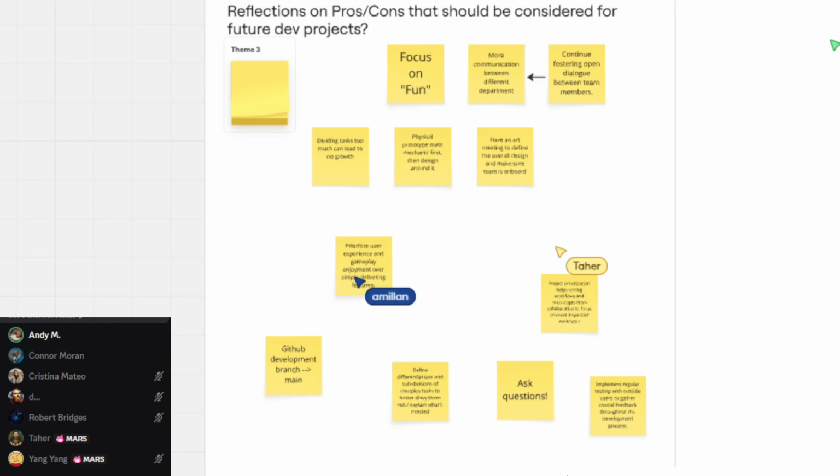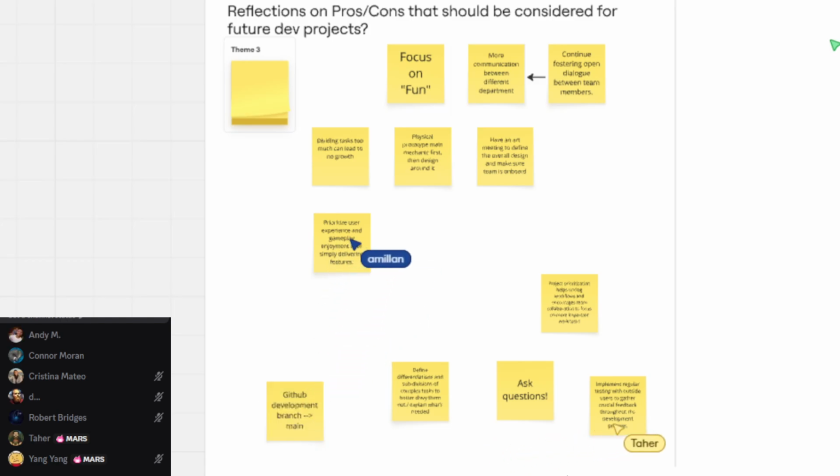Prioritize user experience and gameplay enjoyment over simply delivering features. Yes. And I'm going to shut up. I've been giving too many anecdotes, but you may see this with other game jams if you've ever been part of one or ever played them. Sometimes they miss that ball. Again, focus on having fun, the fun part. I think these two can go together.